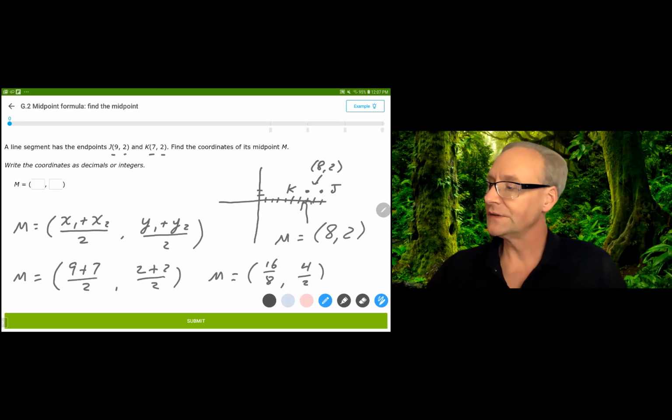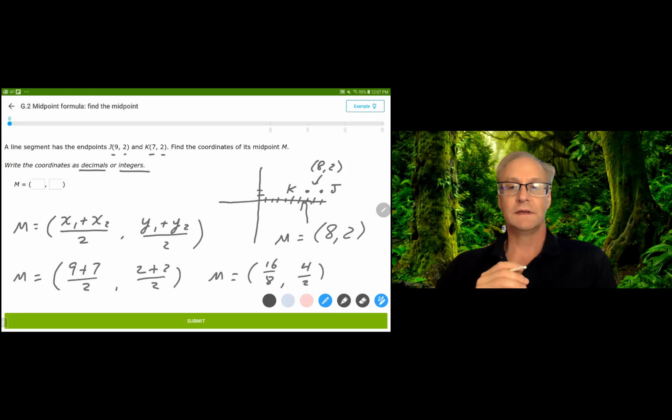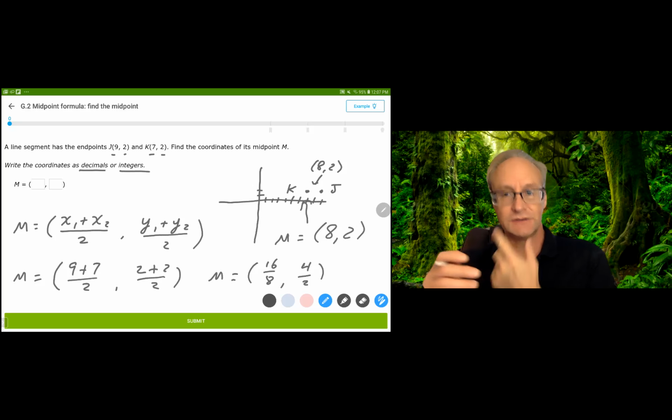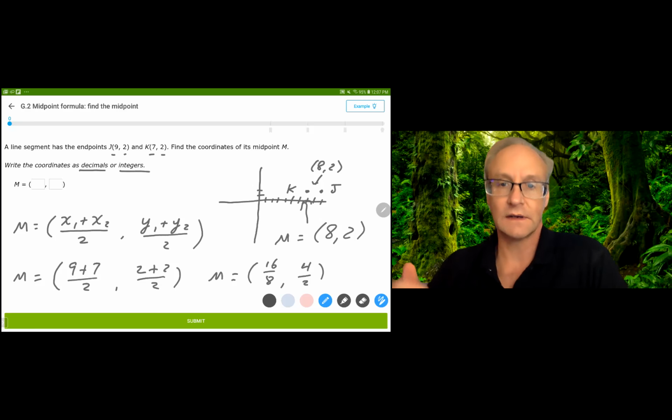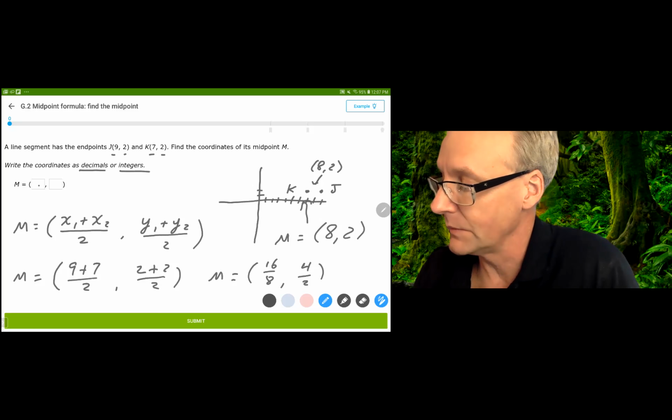So notice that they say to write the coordinates as decimals or integers. And this is the point where I'm going to tell you that later in this section, I'm going to do a lot of these problems in my head. And the reason I'm able to do that is because I can work very quickly, very accurately with integers. And you need to get good at adding and especially subtracting integers. And as we go through these I'll give you reasons why you want to be able to do that.